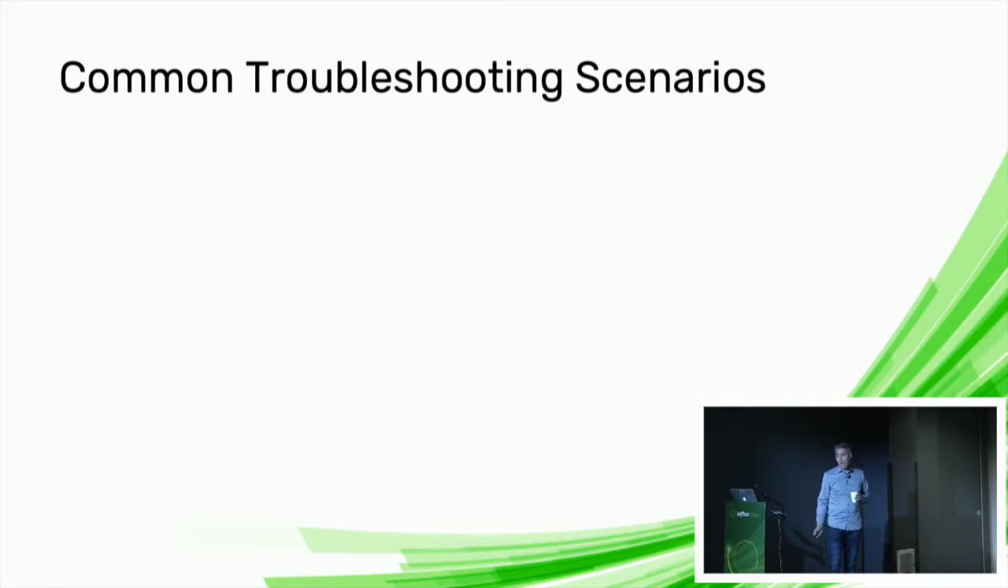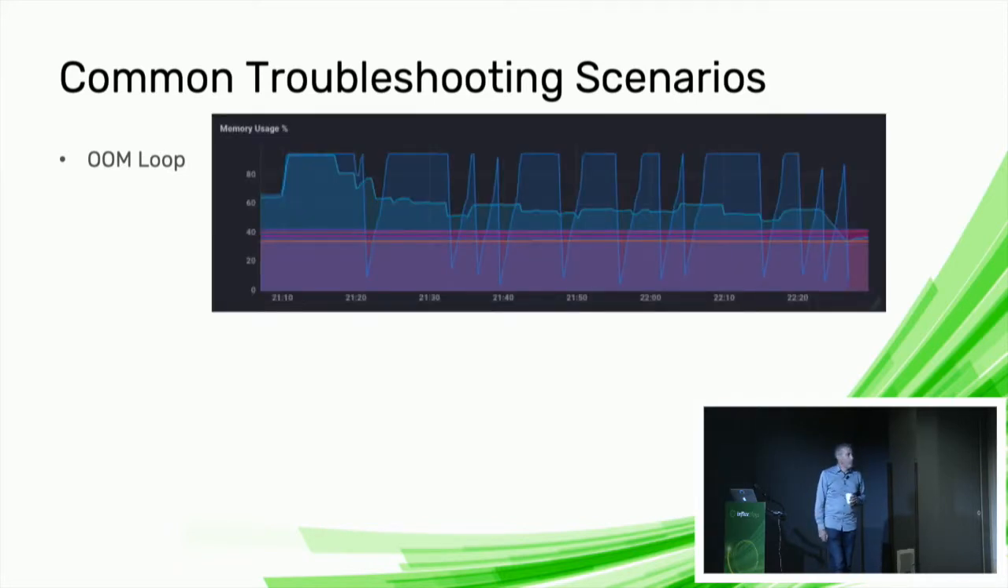All right, so let's look at some common troubleshooting scenarios, and I'm going to look at them visually. One of the things we see sometimes is something called an OOM loop. So this is an out-of-memory loop. It looks like this. This is a view of all of the nodes within the cluster. The ones towards the bottom in that 40 to 30% range that look flat, those are the meta nodes' memory utilization. And the two that are sort of oscillating above that are the data nodes.